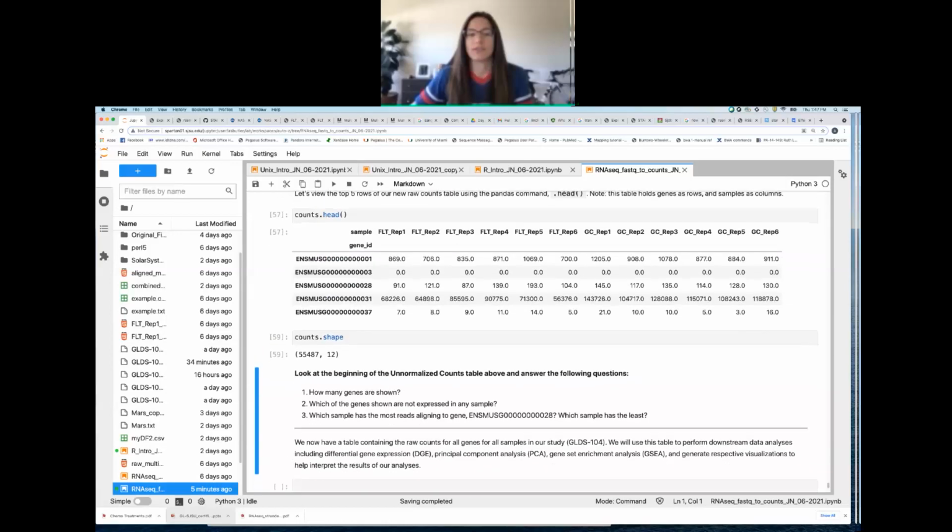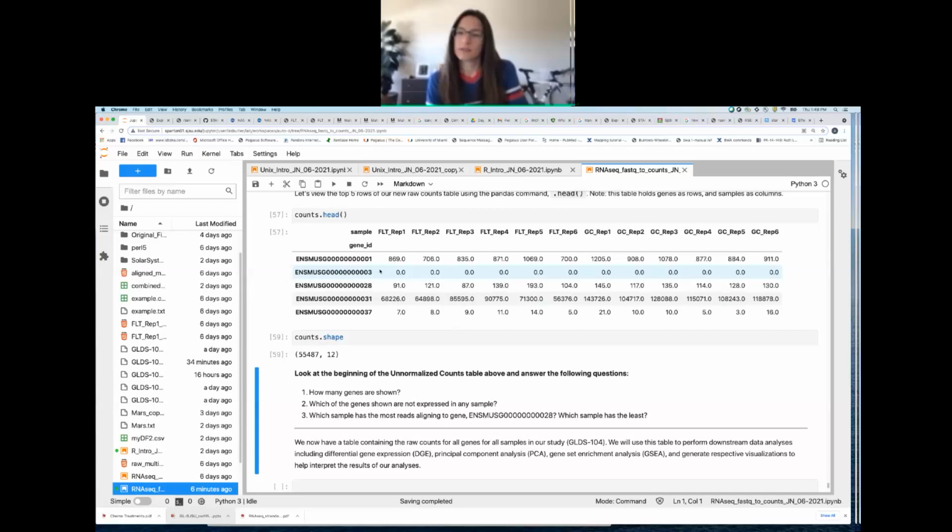Good questions. I'm glad you brought all this stuff up. And so let's continue through with these questions for this table. So which of the genes shown are not expressed in any sample? Yeah. So that Ensembl ID gene ending in the number 3, you see that it's 0 in all samples. So this gene just is not expressed in any of these mice. Again, this is in the soleus muscle tissue.